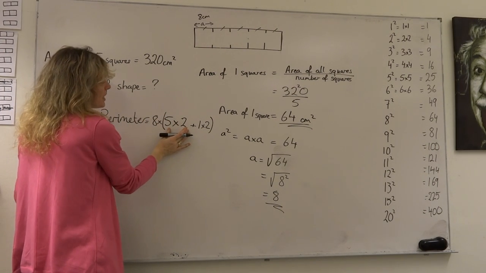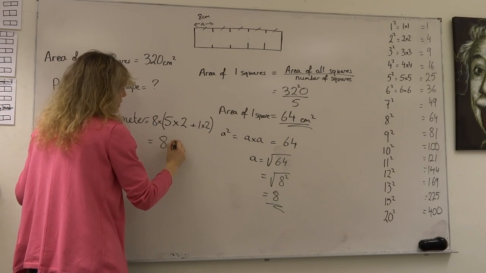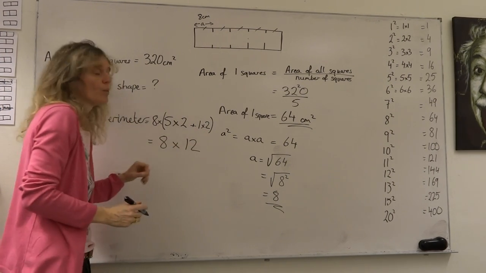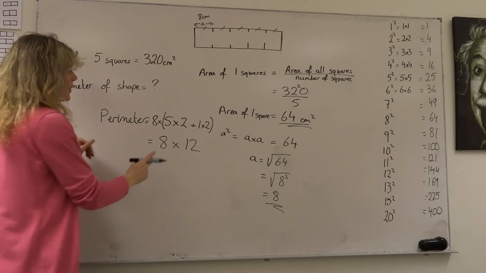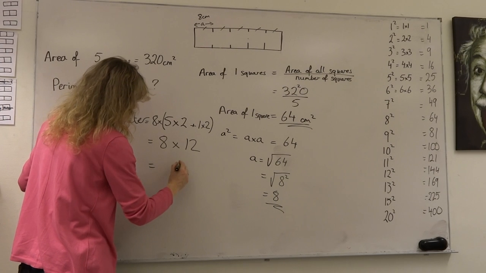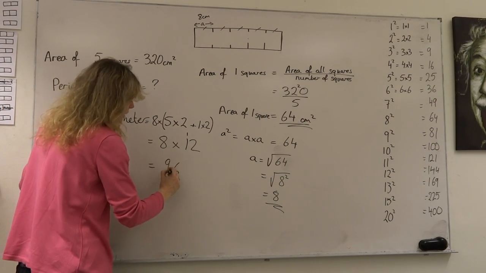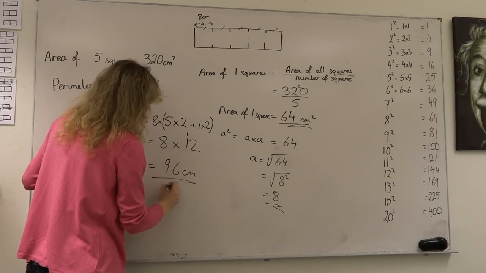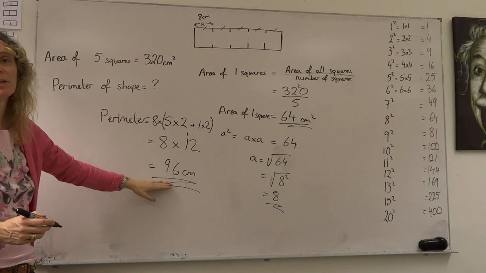So we have 10 plus 2 is 12. So we get 8 times 12. We've got 12 sides at 8 centimeters each. 8 2s are 16. 8 1s are 8 plus 1, 9. 96 centimeters. So the perimeter of this shape would be 96 centimeters.